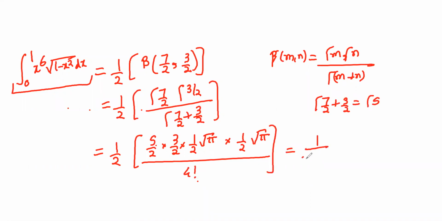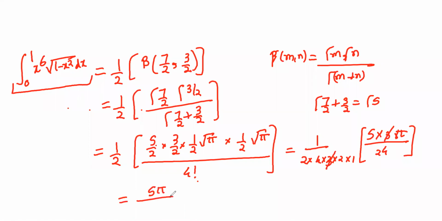So 1 upon 2 into 4 into 3 into 2 into 1, and this one is 5 into 3 into pi divided by 1 2 3 4, 2 raised to 4. Okay, so 3 will cancel. This is 5 pi divided by 2 into 16 into 24. So how much is 16 into 24? 24 into 16, is it 256? Please confirm.